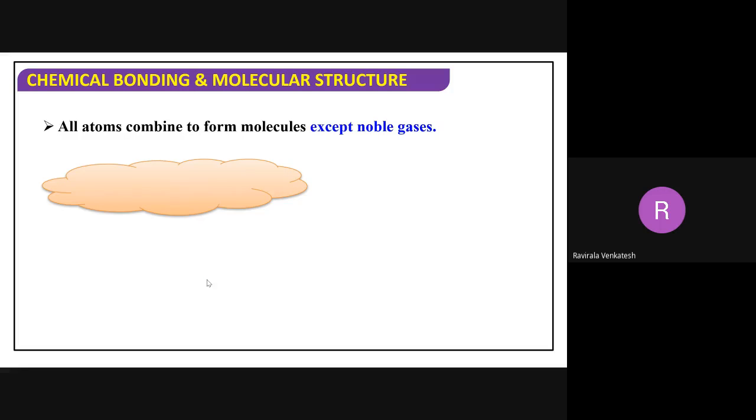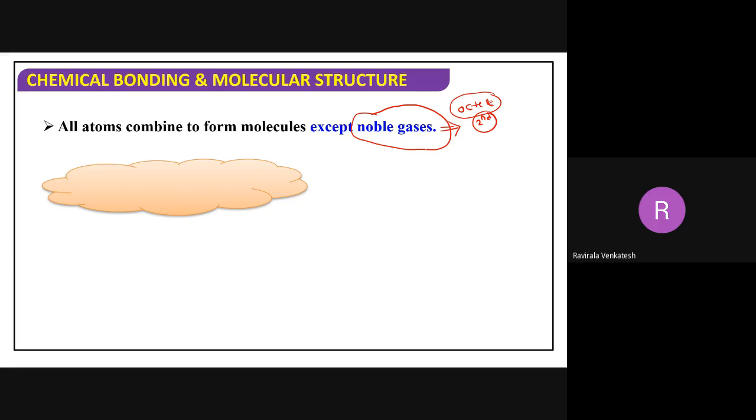Now, do all elements undergo molecular formation or chemical combination? No. Except noble gases, almost all will undergo chemical combinations. Why do noble gases not undergo chemical combination? Anybody? Because they are already stable. The second reason is that they are already satisfied; the octet configuration is already there. So why would they undergo chemical reaction?